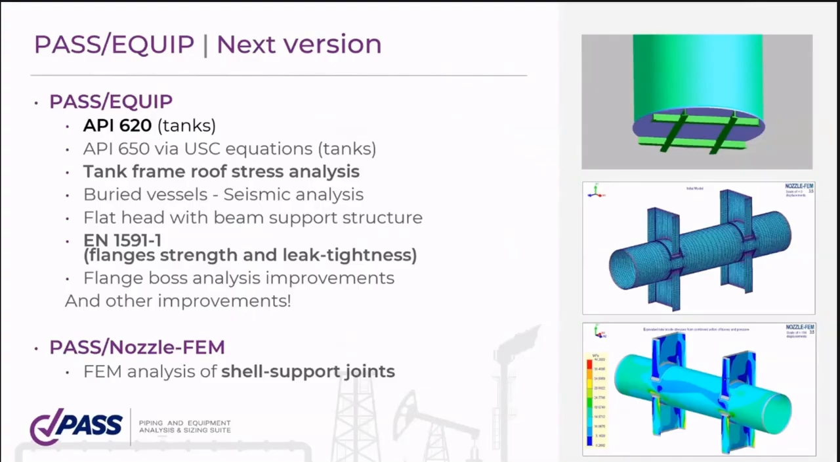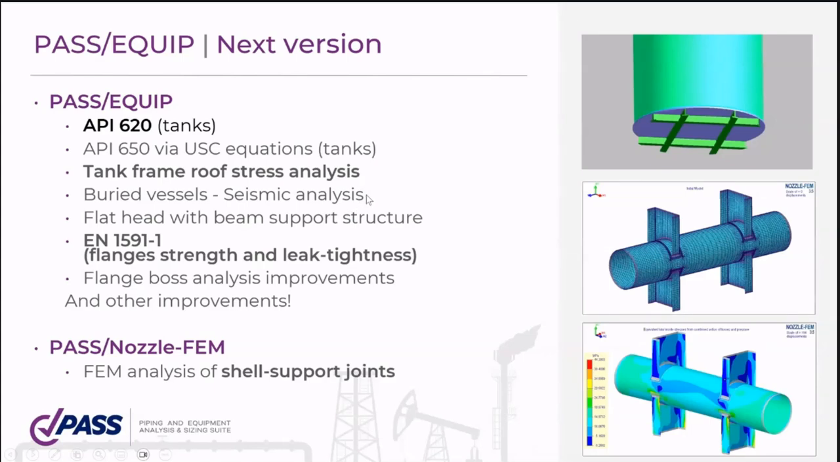And what we are going to add in new version, we are going to add API 620 for tanks, and for API 650, we will add the presentation of the same calculations using imperial equations, because sometimes there is a small difference in metric and imperial equations, but some of our customers prefer to have it put in the report in the imperial equation. And for tank frame roof, we are hoping to have stress analysis, not buckling maybe yet, but stress analysis inside our program.